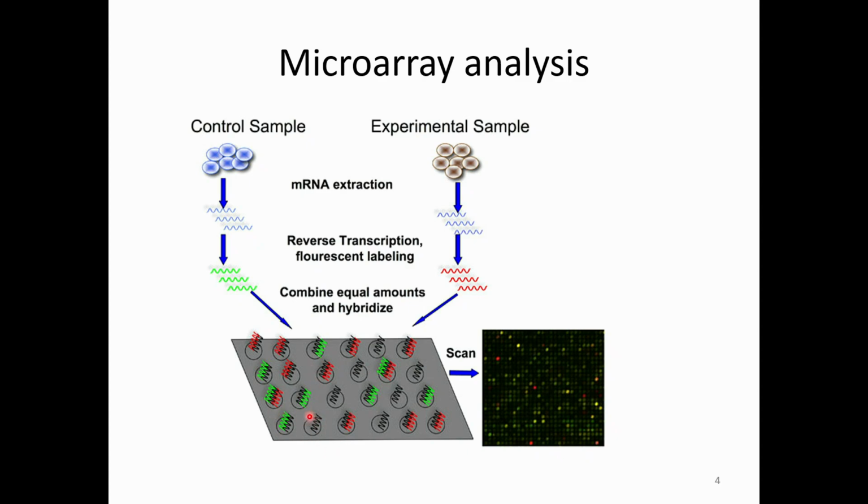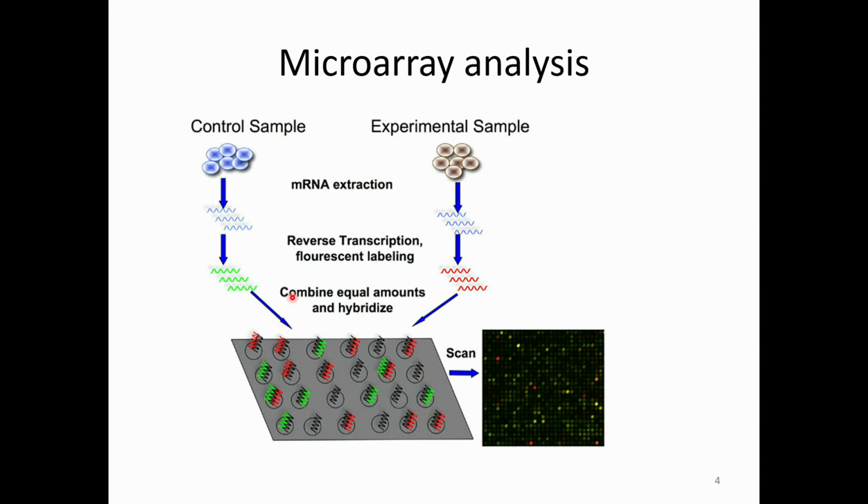Here's a spot that has nothing hybridized to it, so that corresponds to a particular gene that doesn't make an mRNA in either the control or the experimental sample. Here is a spot that is green only. That means it's in the control sample, but not in the experimental sample. That means the drug turned that gene off. The drug treatment turned it off.